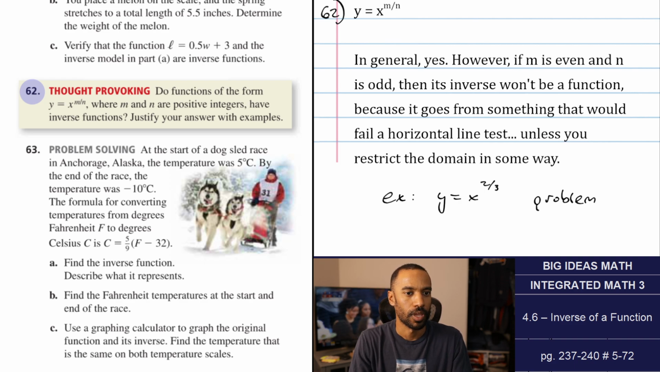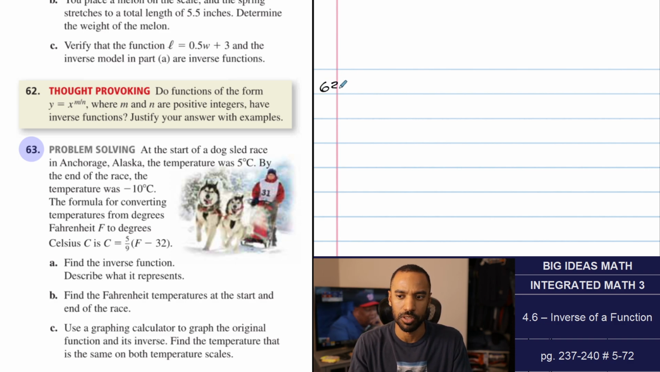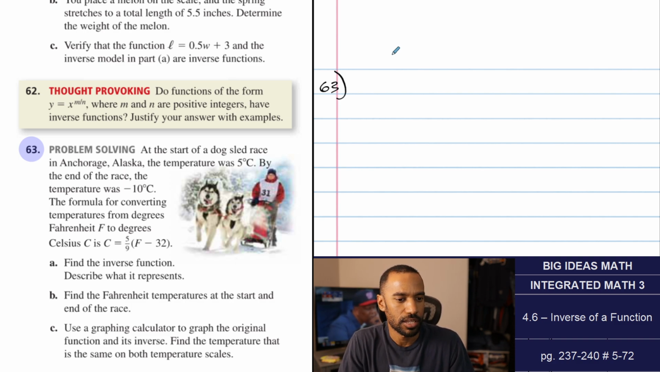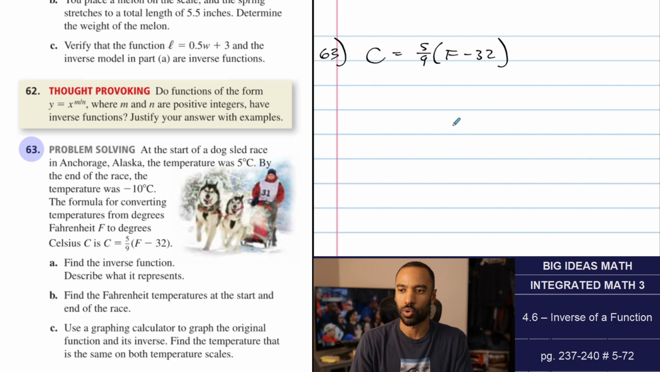Okay, number 63. Problem solving. At the start of a dog sled race in Anchorage, Alaska, the temperature was 5 degrees Celsius. Oh, we were just talking about Celsius and Fahrenheit at the beginning of this whole thing, because this is where the inverse things are used. By the end of the race, the temperature was negative 10 degrees Celsius. The formula for converting temperatures from degrees Fahrenheit F to degrees Celsius C is C equals 5/9 times F minus 32. Find the inverse function, and describe what it represents.